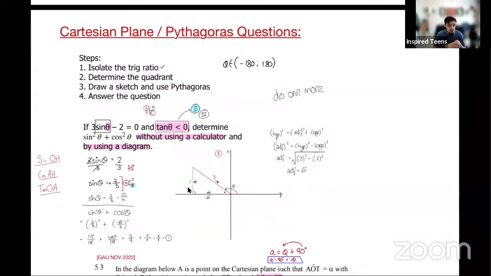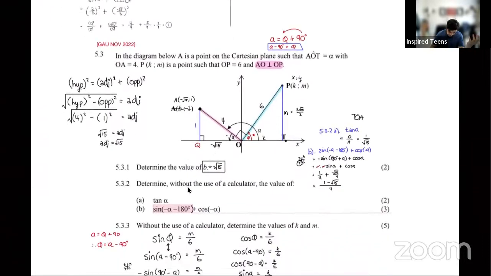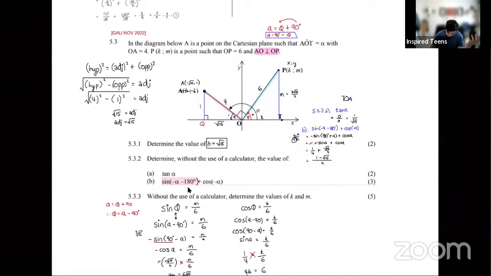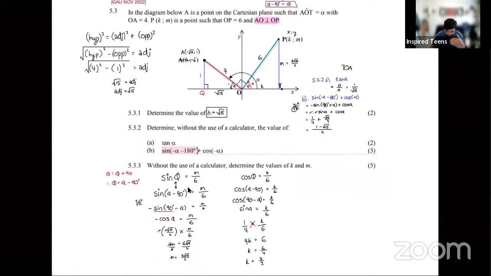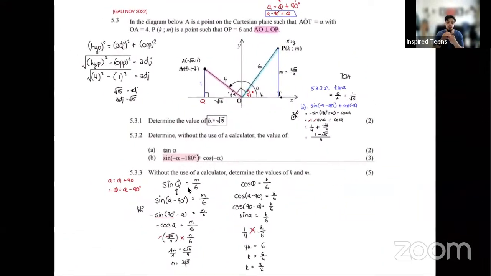So Pythagoras questions, utilizing a Cartesian plane, to solve for these questions. They give you something like 3 sine theta minus 2 is equal to 0. Then they give you another criterion like tangent theta is less than 0, and you have to solve accordingly. Then we did another important question, because it was a little bit different. Here we have to combine 2 different triangles and understand reduction within a Cartesian plane.